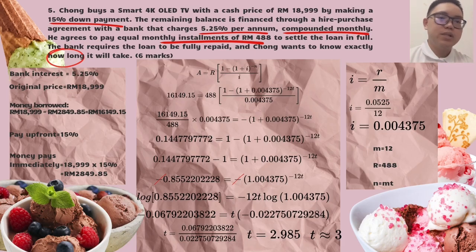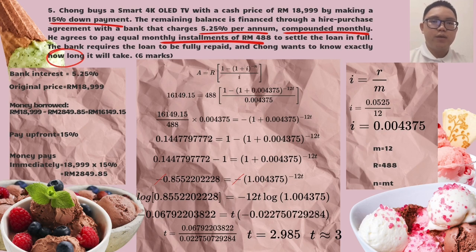So first, we will take the information out of the question. The original price of the TV is 18,999 ringgit, and the down payment is 2,849 ringgit and 85 cents. So the money he loans from the bank is 16,149 ringgit and 15 cents. The i is equal to 0.004375, and the m is equal to 12. The monthly installment is 488 ringgit, and n is equal to 12t.